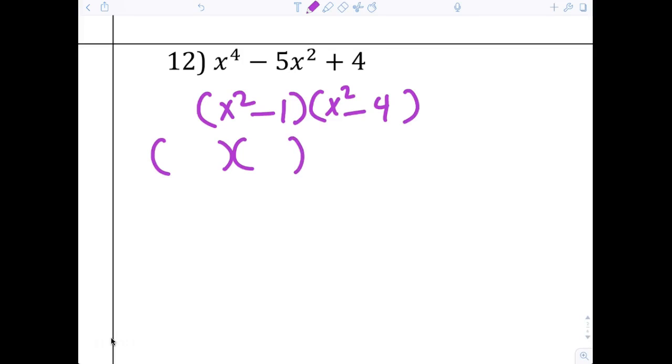Say x squared minus 1 factors to what? X minus 1 times x plus 1. And then x squared minus 4 factors to? Exactly.